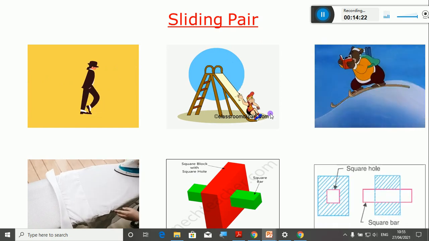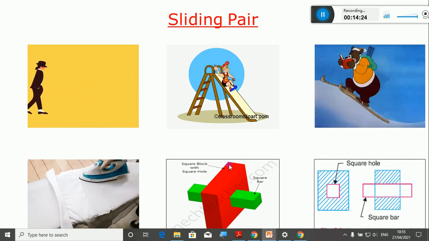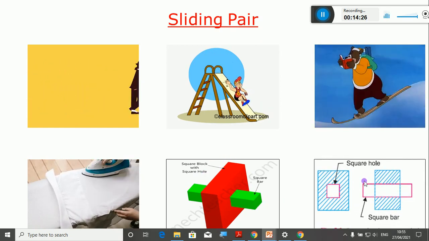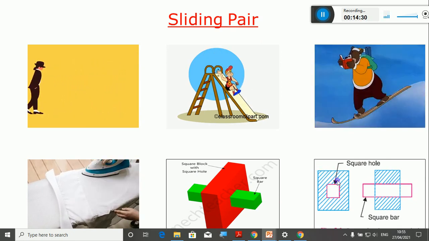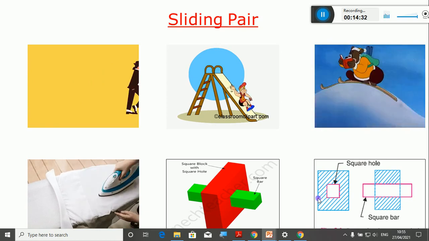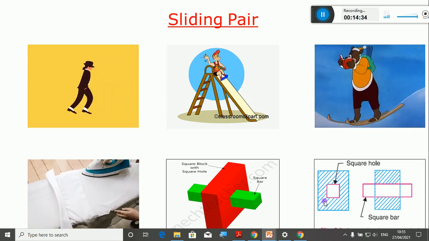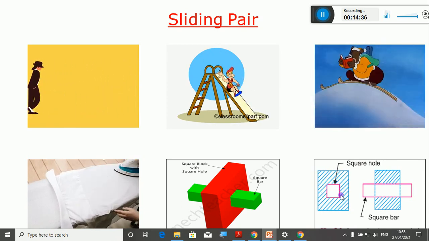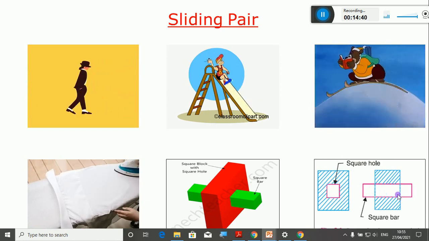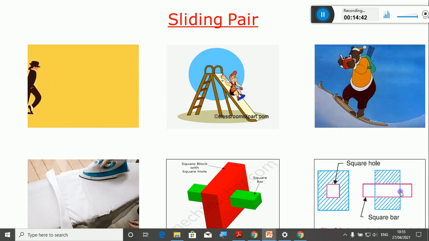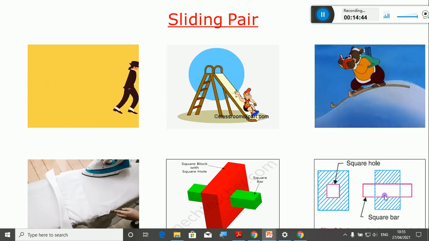So this is the isometric view and this is a side view. This is the front view, you can see how it looks. The blue hatched portion is a square block and this red color is nothing but a square bar, and this is the side view. It means the square bar can only slide, it cannot rotate.